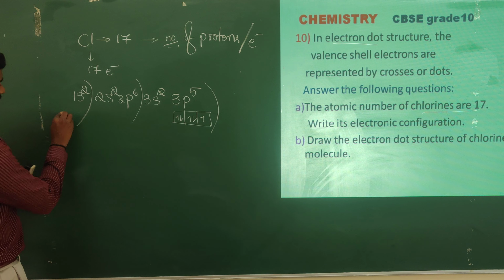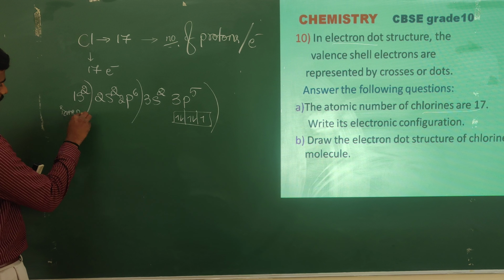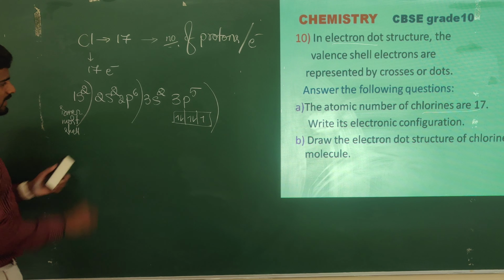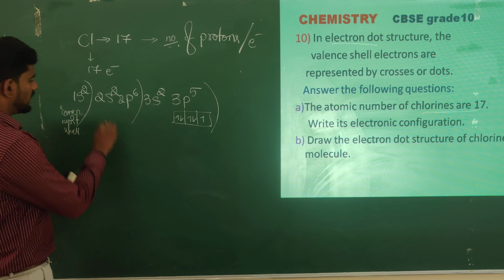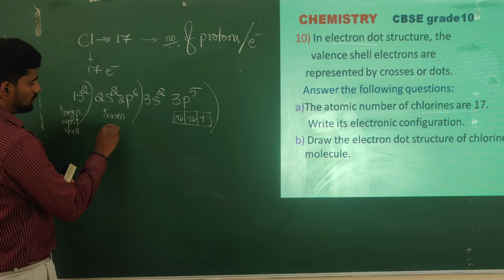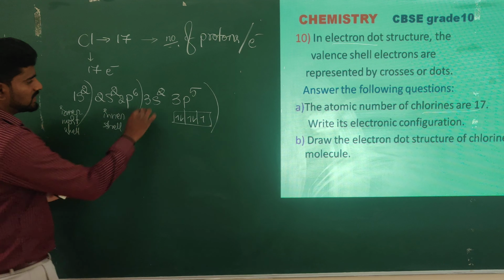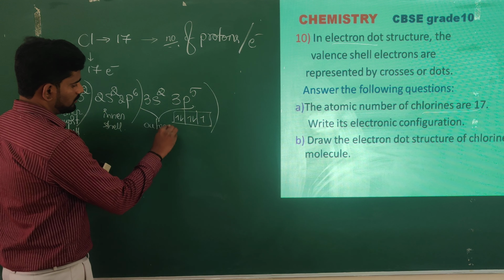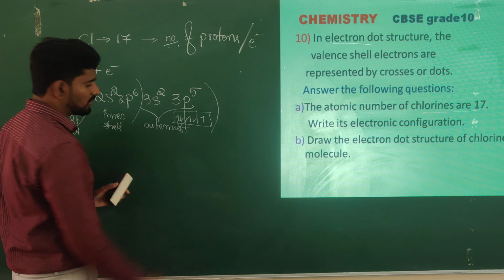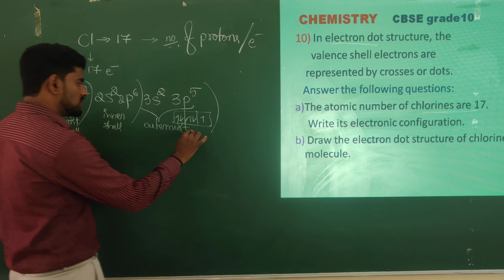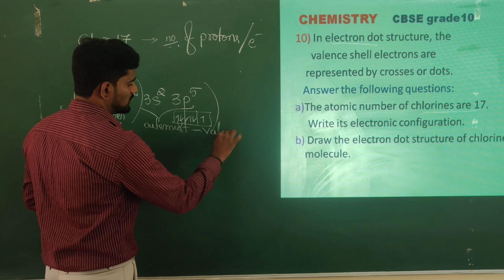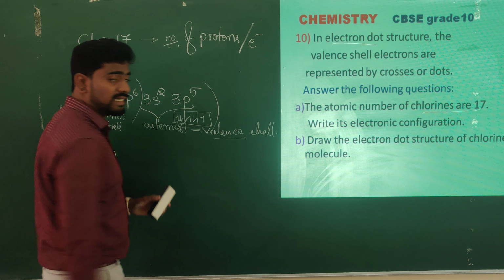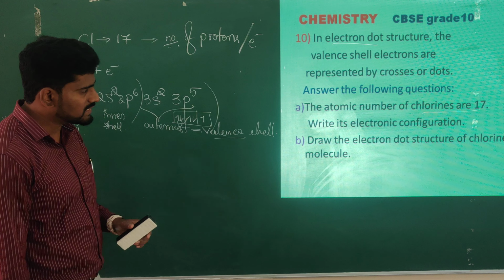So first orbit is the inner shell, innermost shell. This is the second shell. It is the inner shell. This one is the third shell. This is the outermost shell. This outermost shell is called valence shell. The electrons present in a valence shell are called valence electrons.